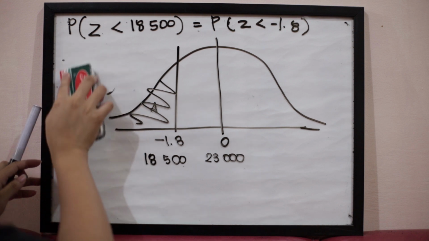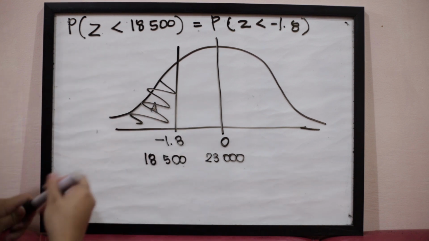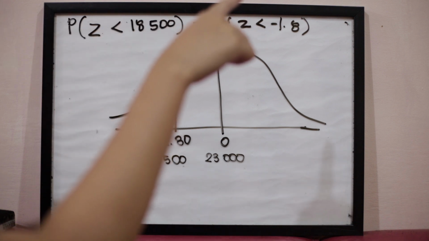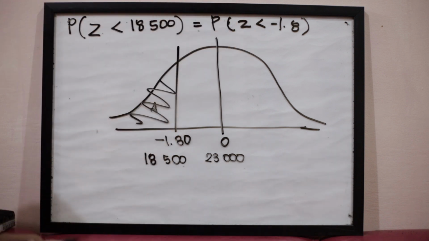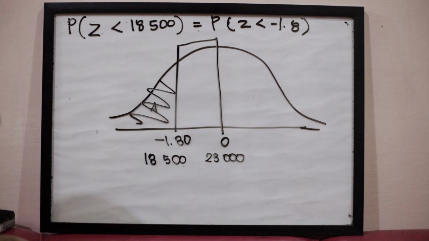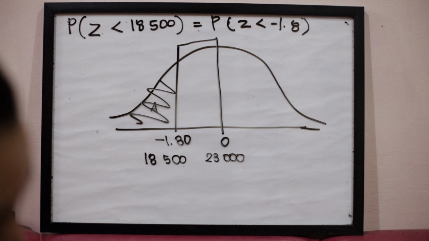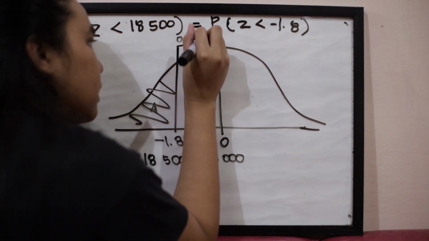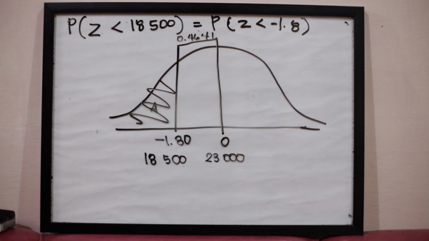Now, ma'am, why 0.0? Because your hundredths place is 0. Our whole number is 1 and the tenths place is 8. That's why we look for 1.8 in the column, and in the row it is 0. So, from 0 to negative 1.8, or negative 1.80, the area is 0.4641.